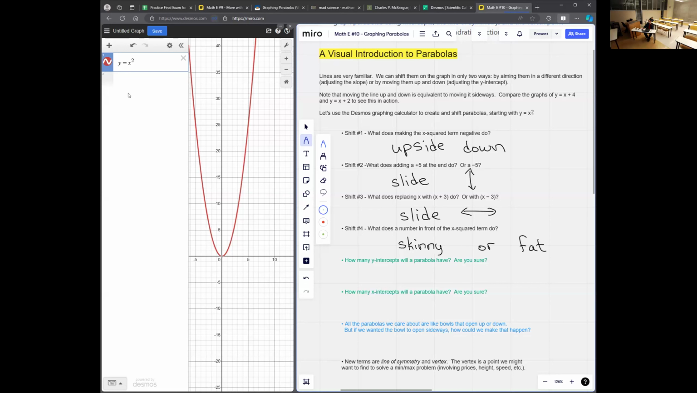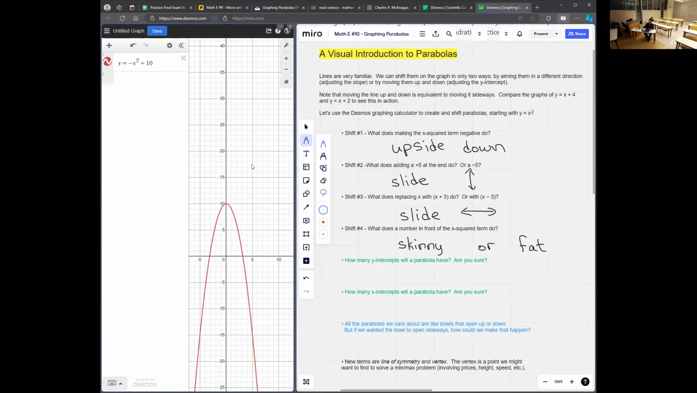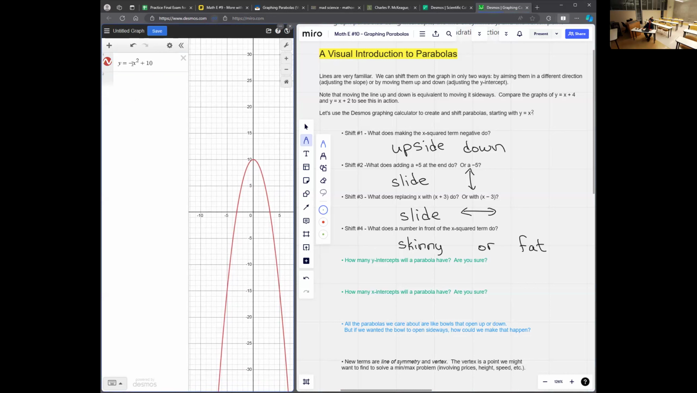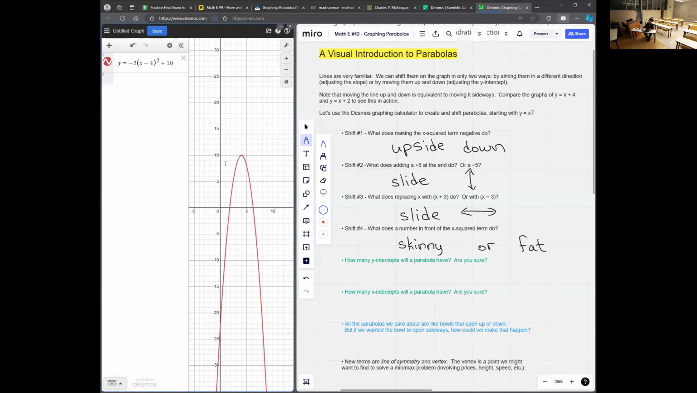And I encourage you, sometime in the next 24 hours, do this again on your own. Play with it and say, look, there's the plain x² term. I can flip it over. I can lift it up in the air by 10. I can make it skinnier. I can change the x to an x -4 and slide it sideways. And sort of build up some intuition for this.